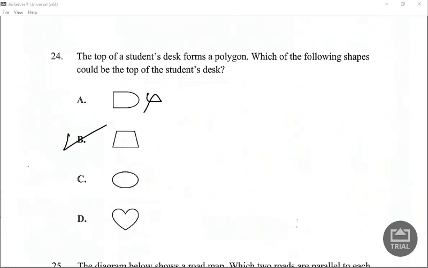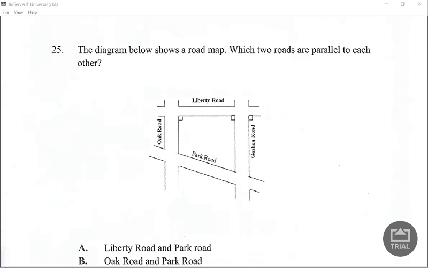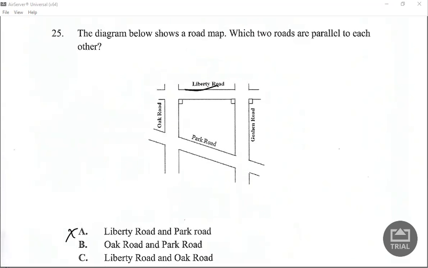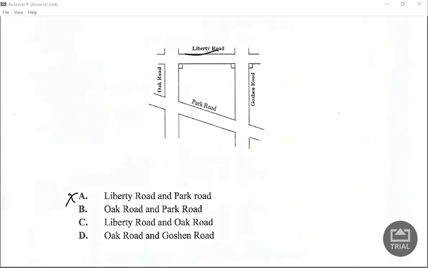Let's look at 25. The diagram below shows a road map. Which two roads are parallel to each other? Parallel means they're running in the same direction. Alright, so let's look at each of them. It says Liberty Road and Park Road. So let's find Liberty. Liberty going that way, Park Road going that way. Can't be that. Oak Road and Park Road. Oak Road is going this direction, Park Road this direction. That's not the same direction.